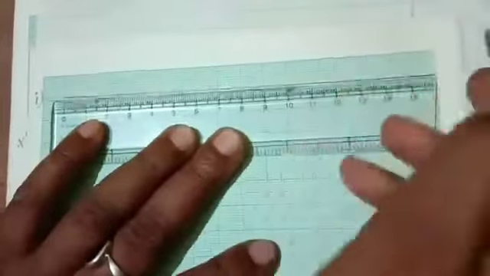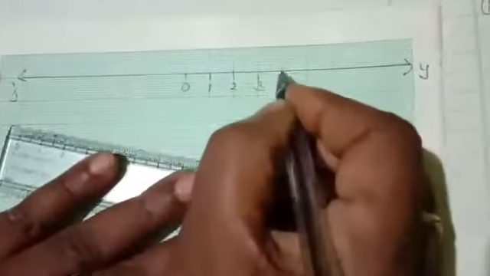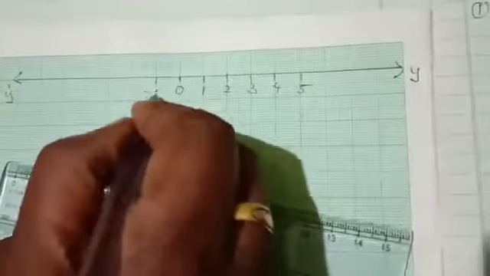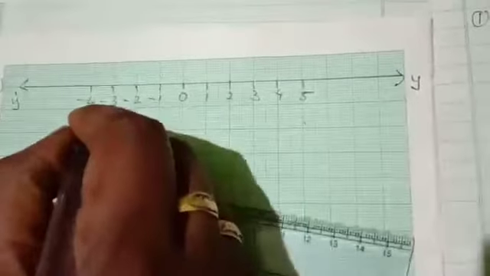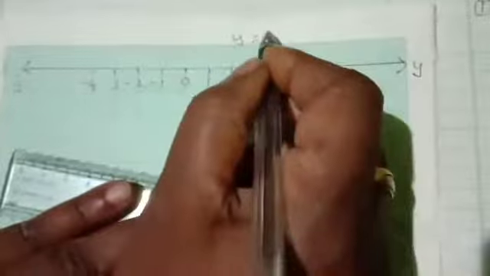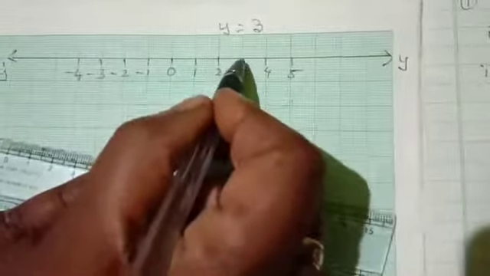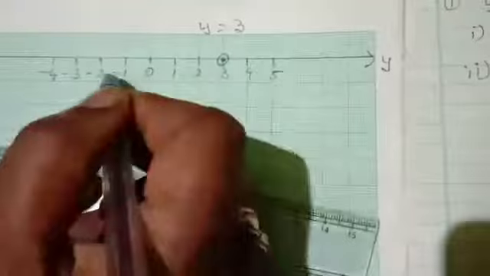Consider this axis as the y axis. This is y bar. Here we have 0. This is 1, 2, 3, 4, 5 like this. Here we have minus 1, minus 2, minus 3 and minus 4. Here we have y equal to 3. So y equal to 3, this is positive 3. So we have it here. This point we have to show in the graph.